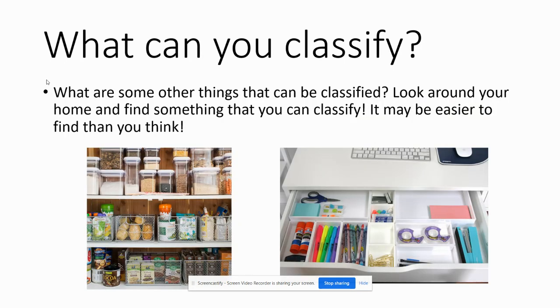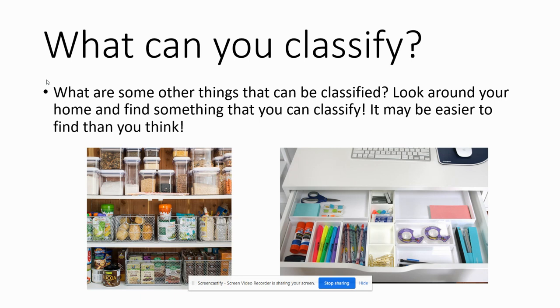What are some other things that could be classified? Since you're at home watching this, why don't you look around the room and find something that you could classify. It may be easier to find than you think, because all I did was take a picture of my closet and I realized that everything in there is organized into separate groups.